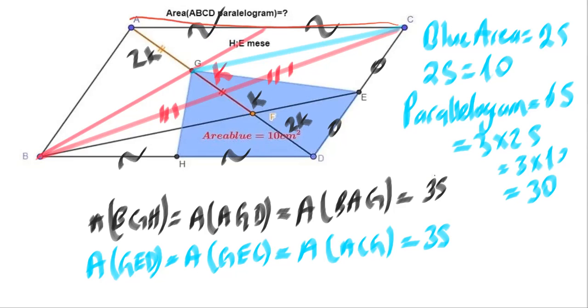So in total, we see that this parallelogram has 3S plus 3S, 6S. And the blue area equals S plus S, 2S. If 2S is 10, then 6S is 30.